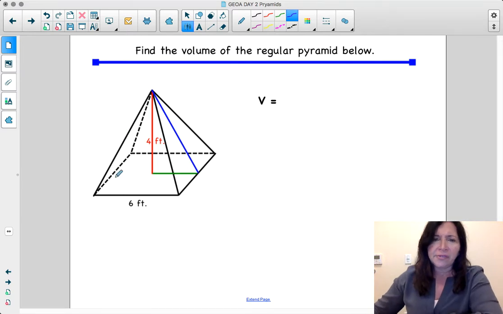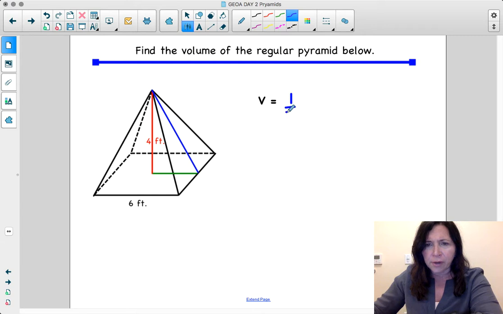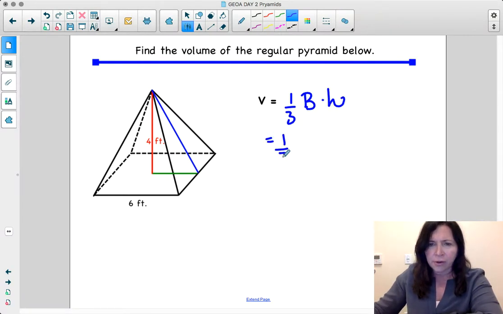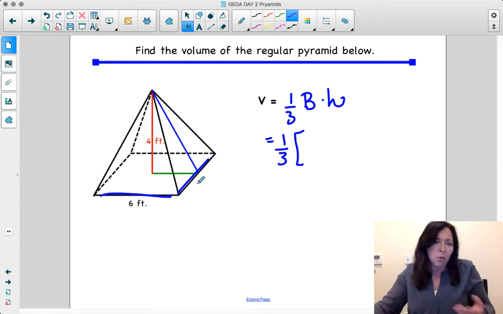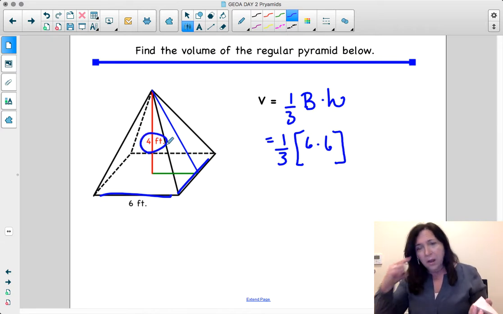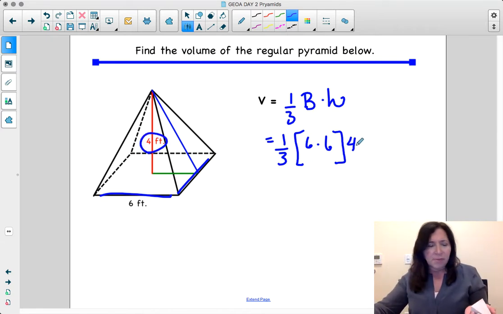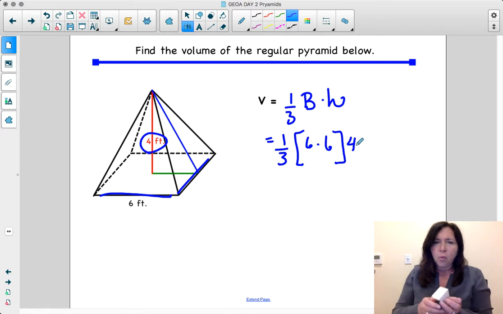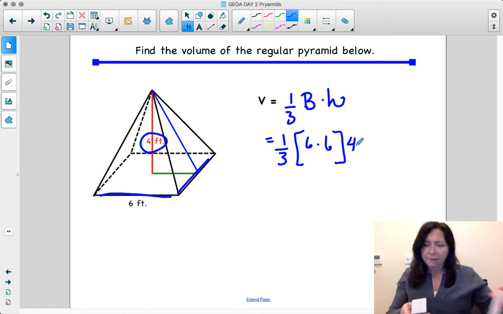So our job is to find the volume of this pyramid. The volume is 1/3 area of the base times the height. So 1/3 area of one base. Now the area of one base, you have to look at it and ask, what's the base? This is a square. So therefore it's just going to be 6 times 6. And then you're going to have times the actual height of the whole shape, which is 4. So times 4. But I want to make sure you understand that when you're looking at these, you actually have to look at the base.